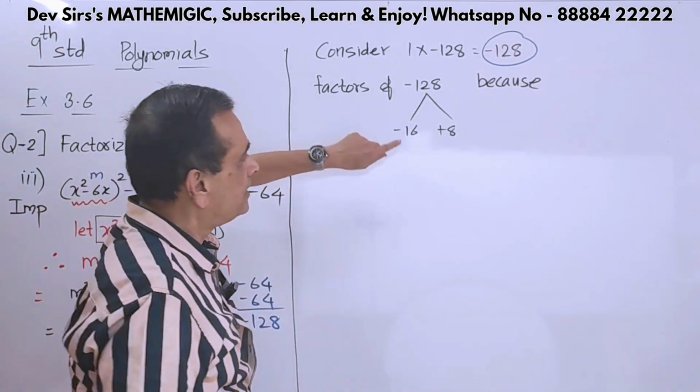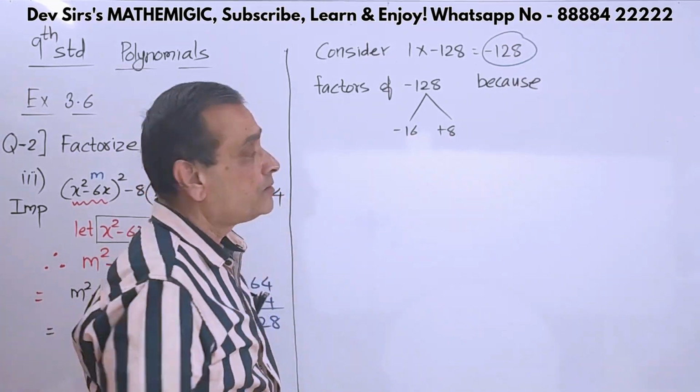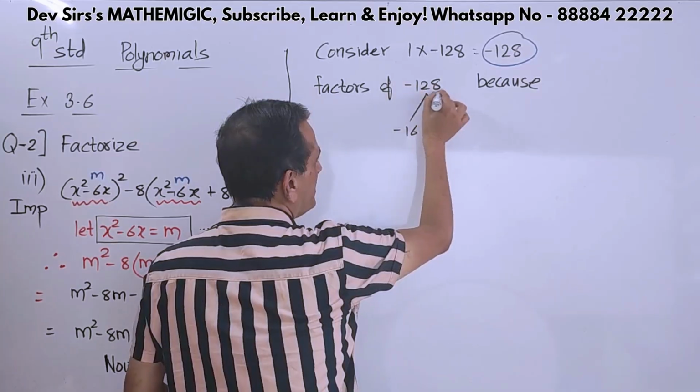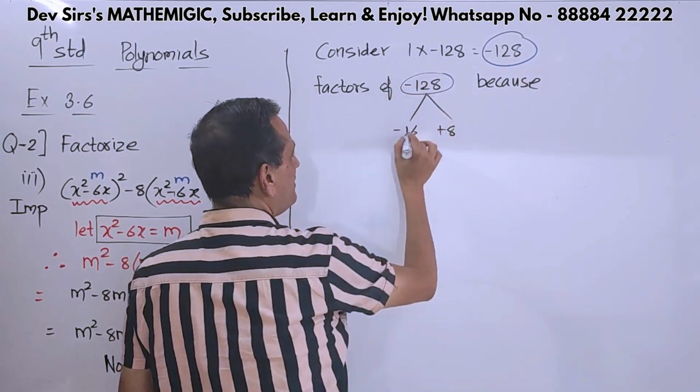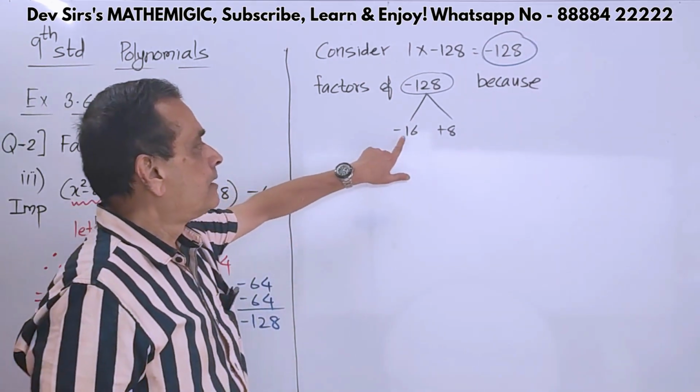Now, the two factors are minus 16 and plus 8. Why? Because minus 16 into plus 8. If you have a negative number over here, then one factor is negative and the other factor is positive.